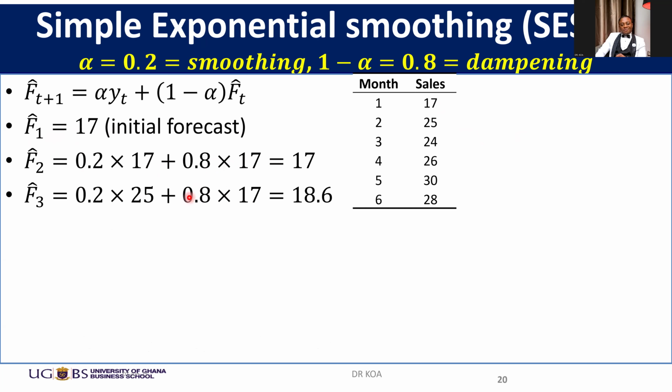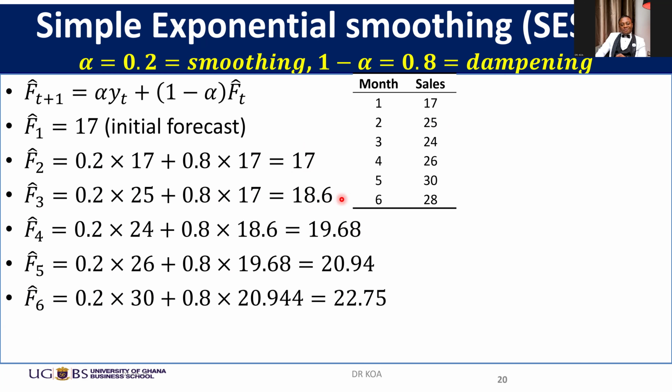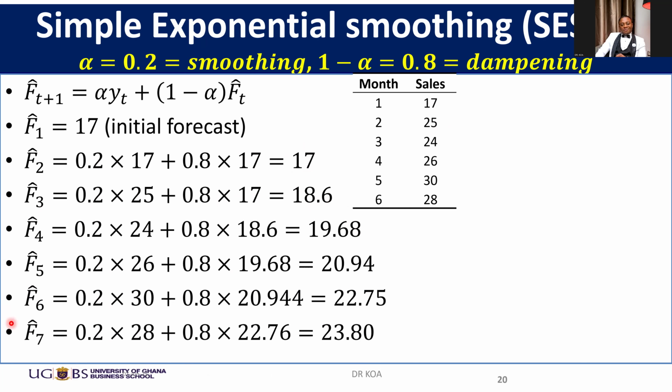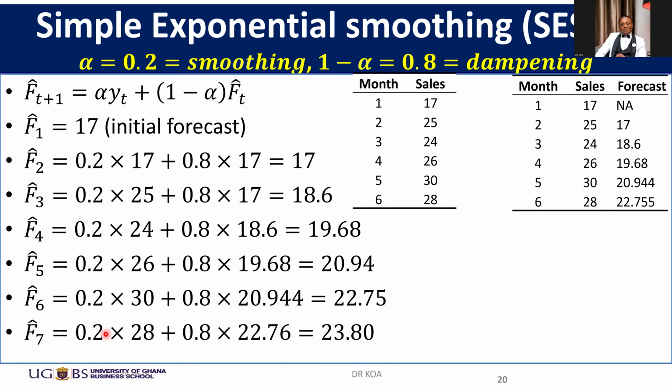And then for F3, you use the same principle. Your alpha is there, and your 0.8, which is the 1 minus alpha, is there. This side is always the forecast, don't forget, and it comes from here. So this 17 comes from this one, which replaces this. Now we go to the 25. You take the 25, and then you will get the value to be 18.6. And this will continue and continue. In fact, I've even done it for the one that we are looking for, and you'll be able to use that principle together.